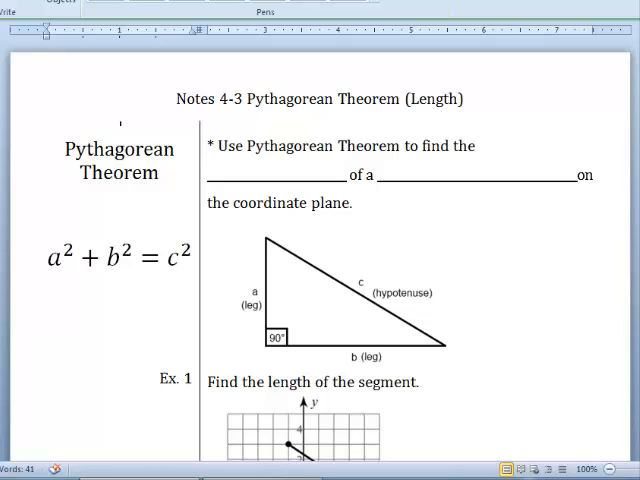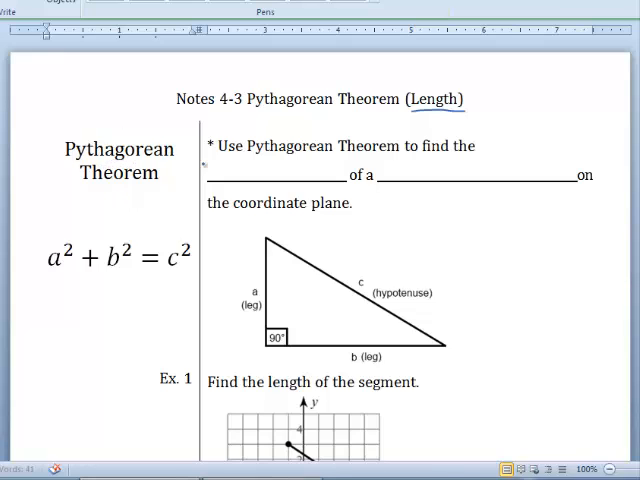So let's get started. Today's notes: 4.3 Pythagorean theorem (length). We're going to be talking about length on a coordinate plane, but using the Pythagorean theorem. There are a couple different ways to find length. The first one we'll do is the Pythagorean theorem. So, set up your notes, pause the video, get them all ready to go.